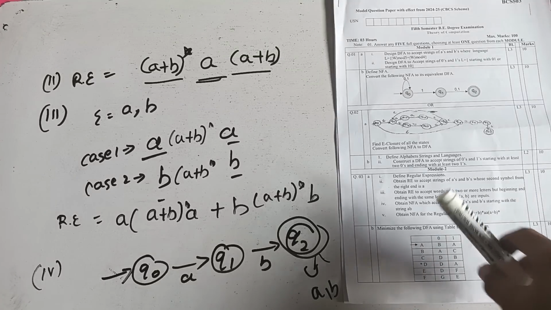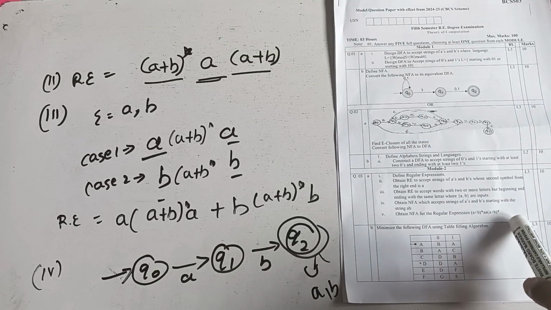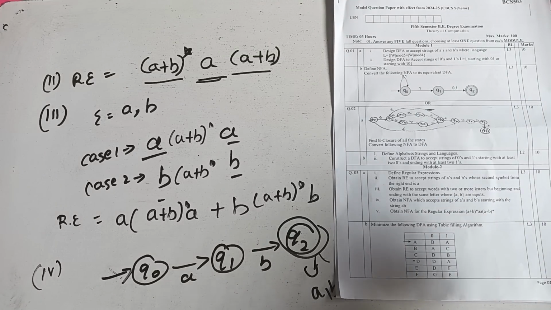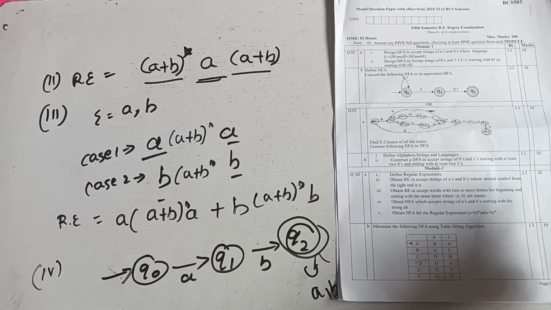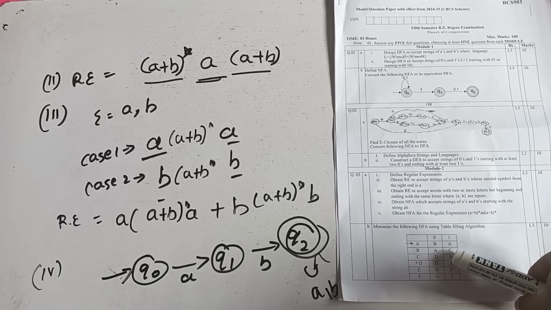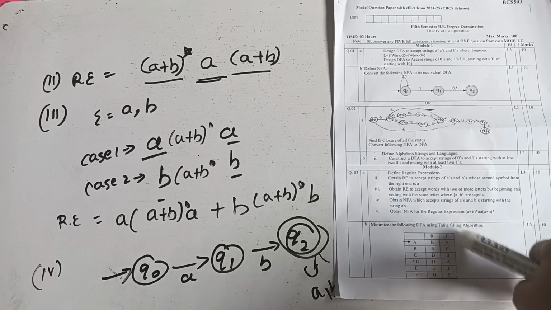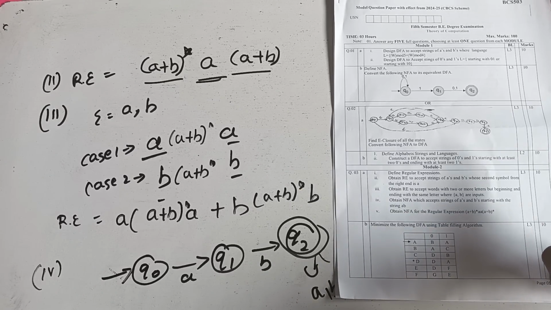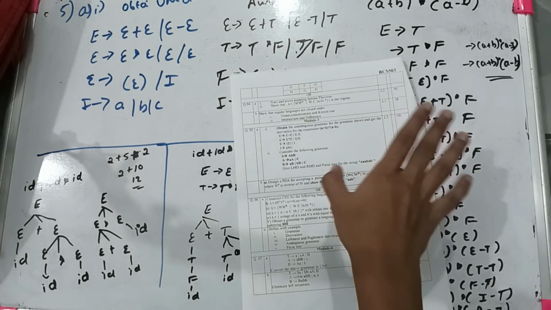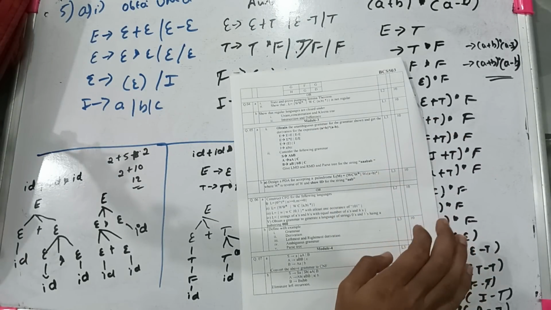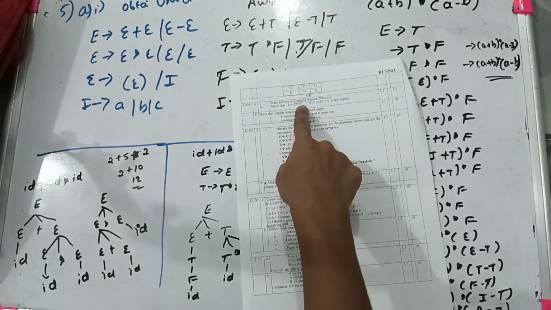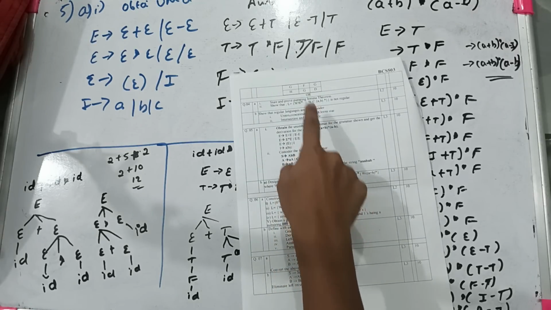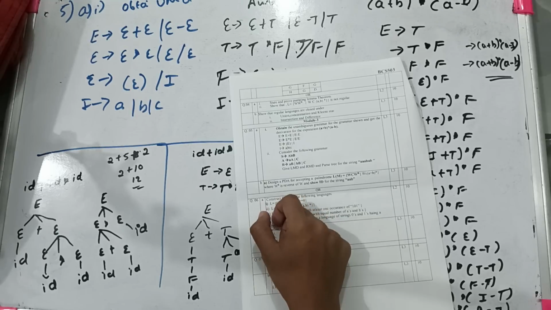Next, obtain an NFA for the regular expression (A plus B) whole star. In the same way, they gave (A plus B) whole star B, (A plus B) whole star in the first paper, I solved it there. So check that one. And this also I solved in model question paper 1. So go there. Next one is state and prove pumping lemma, and that question I already solved; I will solve it at the end of the video, under closure properties of regular expressions.